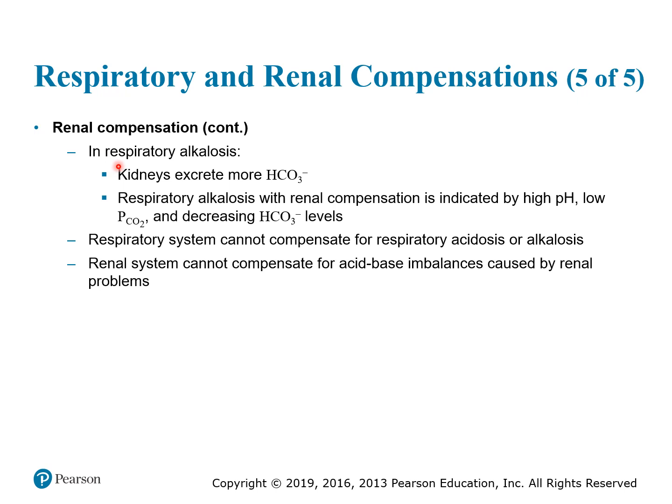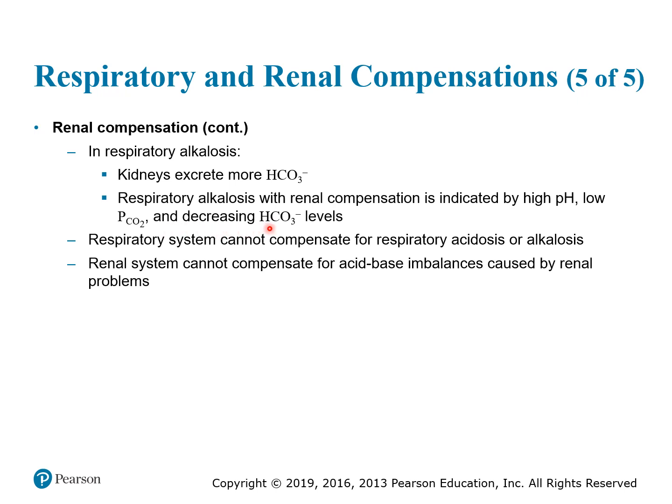So what happens in respiratory alkalosis? Now the kidneys are going to secrete more bicarbonate ion. Respiratory alkalosis with renal compensation is indicated by high pH. So first of all, I look at the pH. It is high. Okay, it is alkalosis. Now I look at the partial pressure of carbon dioxide. It is low. Okay, I think it is respiratory alkalosis. And now I look at the bicarbonate level. They are decreasing. So first of all, it confirms my diagnosis that this is respiratory alkalosis.